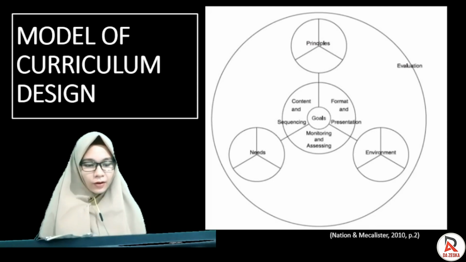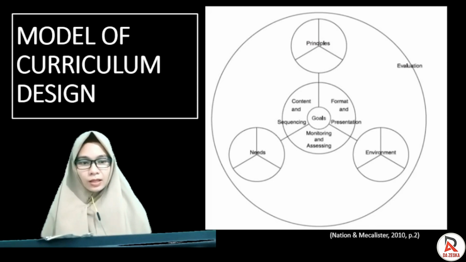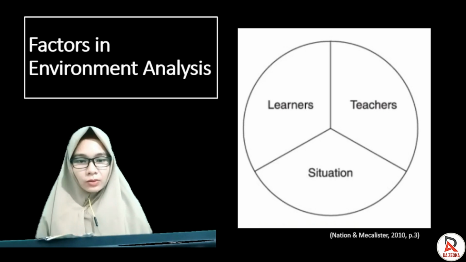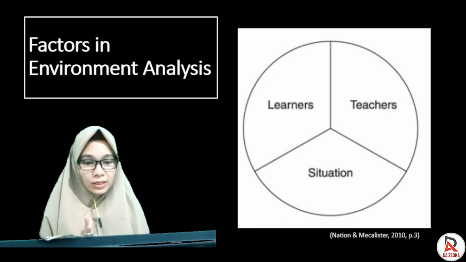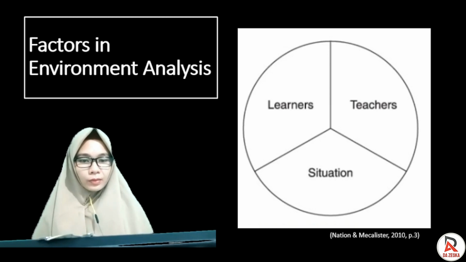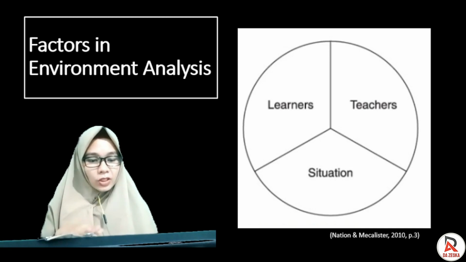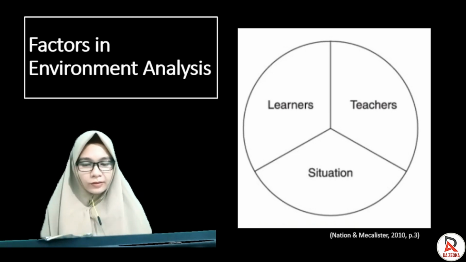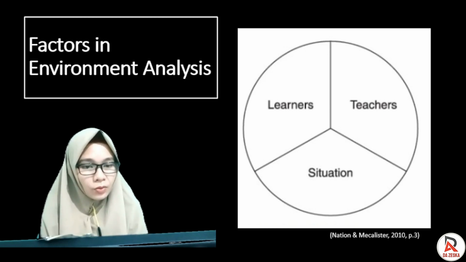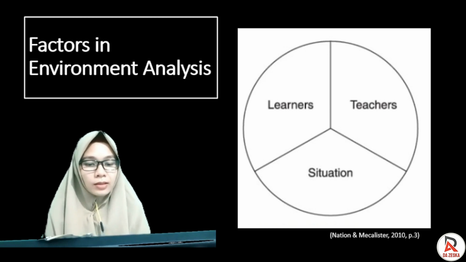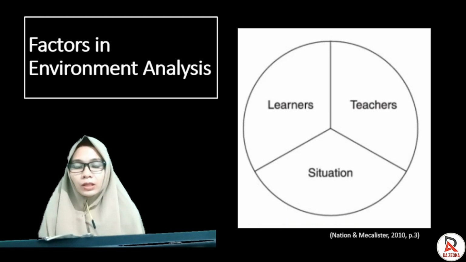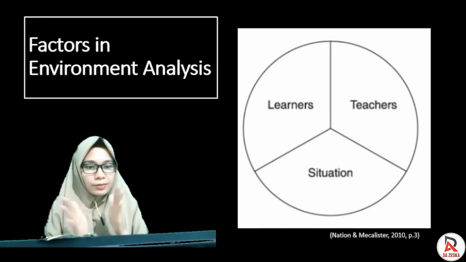And in this environment, to get a better understanding, I think I need to show you this kind of figure. Factors and environment analysis. Over here, Nation and McAllister had already stated three factors in environment analysis. The first is learners, the second is teachers, and the last is situation. We'll talk about the three subdivisions.